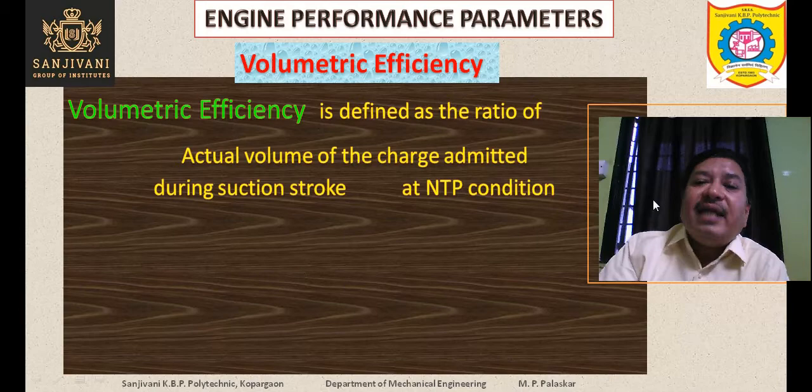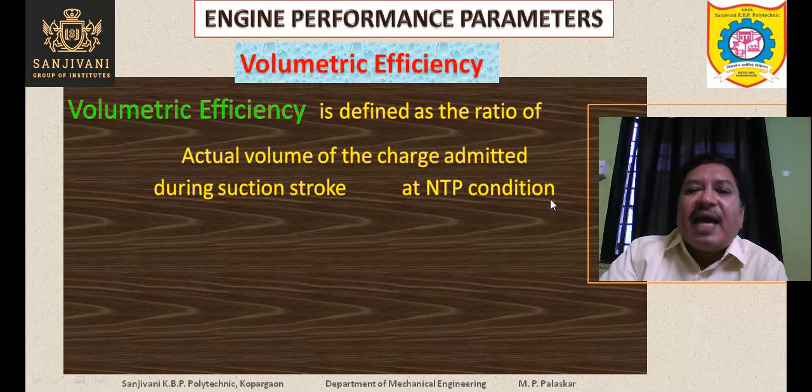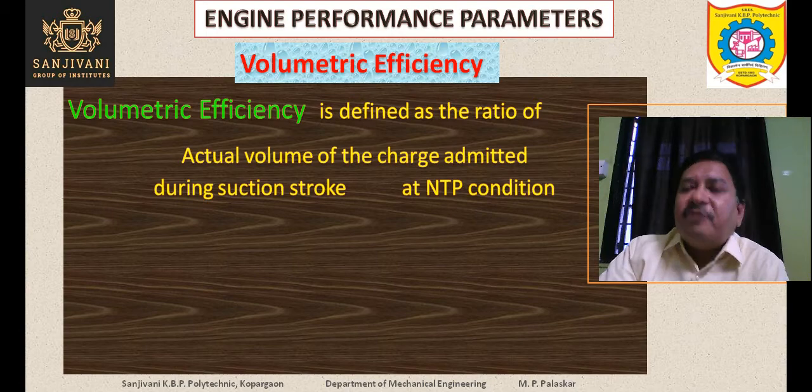So charge is admitted during the suction stroke. What is the actual volume of that charge? But this volume may change depending upon the condition of temperature and pressure. If temperature changes, volume changes. If pressure changes, volume changes. Of course the mass will not change. So the volume of the same mass of the charge will change depending upon the values of temperature and pressure, and therefore we have to take some standard values of temperature and pressure, and that we call the NTP condition, meaning normal temperature pressure condition.